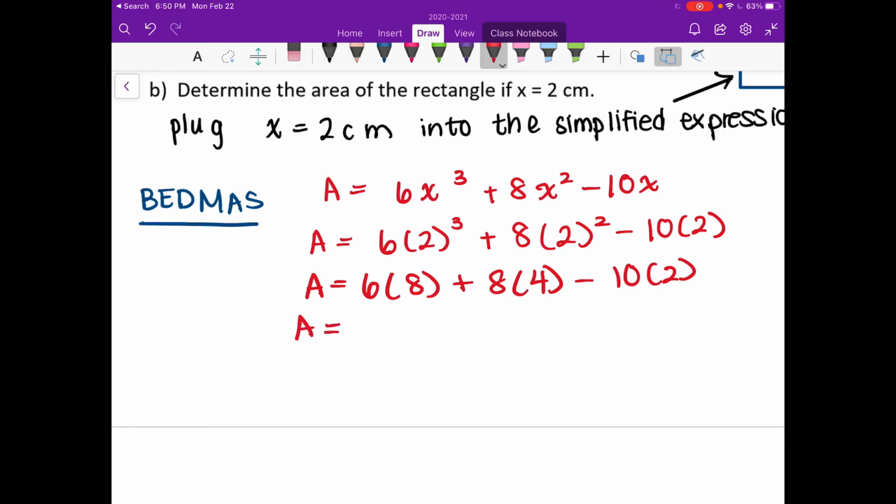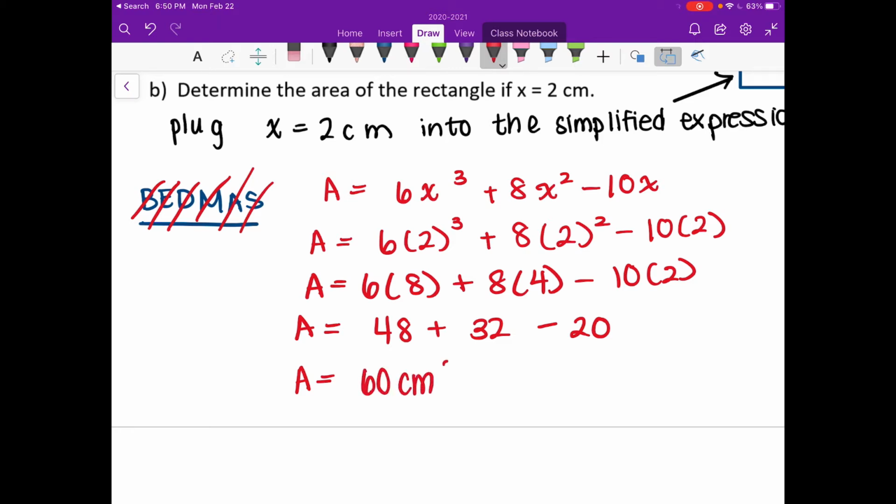Move on to division or multiplication. Always do whatever comes first, right? So in this situation, multiplication comes first. So we're going to do 6 times 8, which is going to give us 48, plus 8 times 4, which is 32, minus 10 times 2, which is 20, right? So we're done brackets, we're done exponents, we're done division, multiplication. Left is addition and subtraction. So whatever comes first. 48 plus 32 minus 20 is all going to give us 60 centimeters squared.